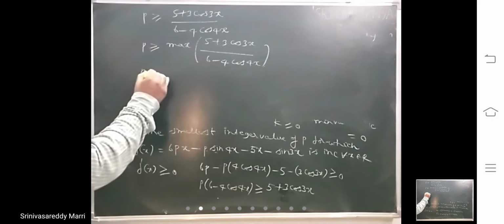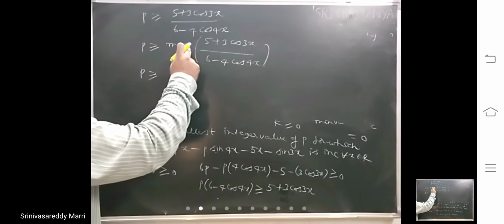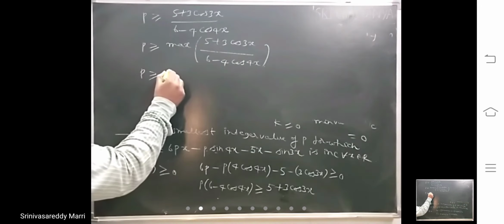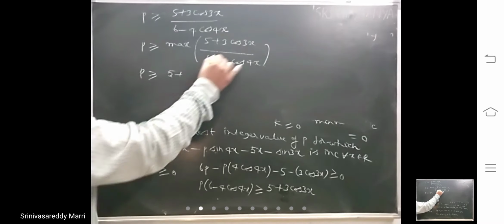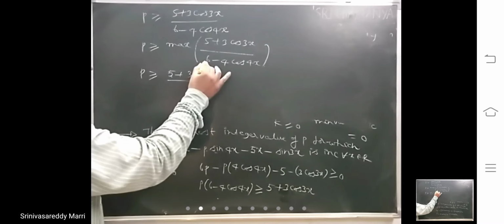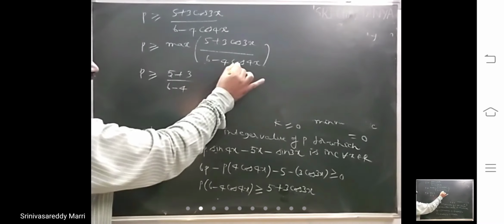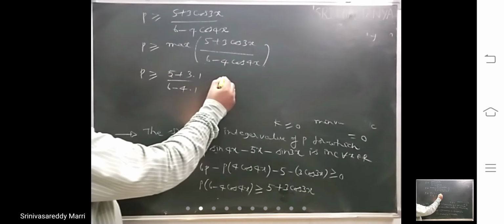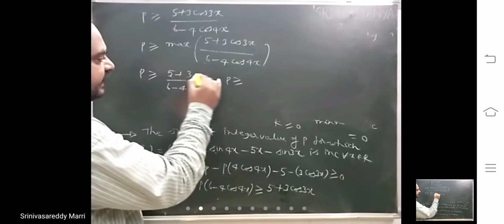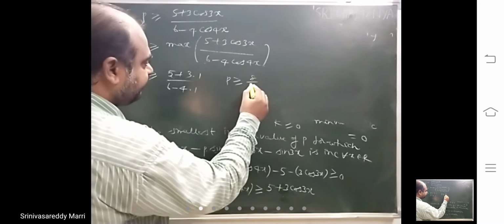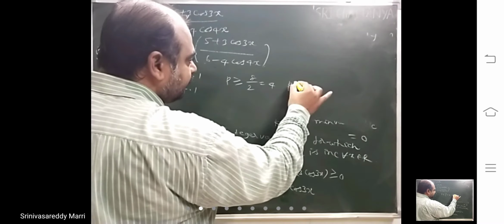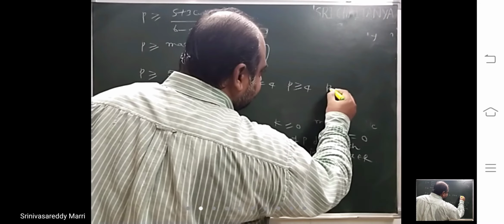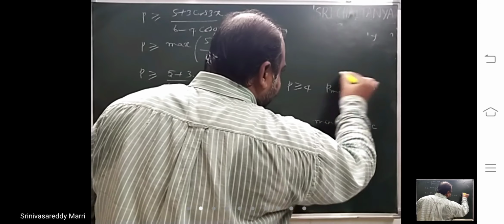Use some common sense here. The maximum value of cos 3x is 1, and the maximum value of cos 4x is 1. If you substitute, it is 8 divided by 2, that means 4. So p is greater than or equal to 4. That means the smallest integer p, your answer, is 4.